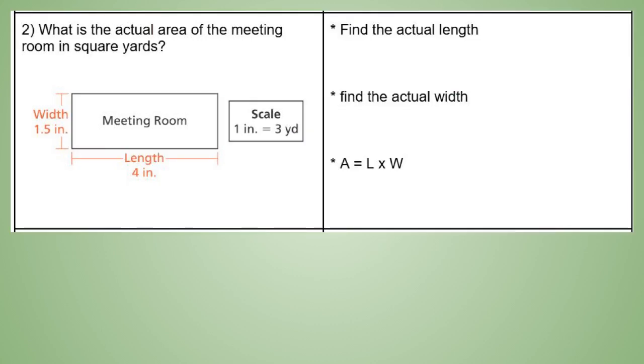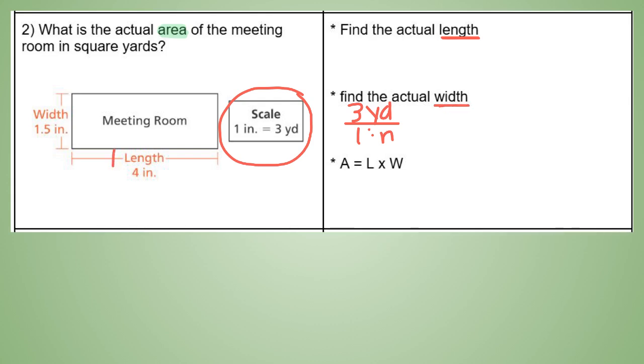All right, number 2 is very similar, although we are going to go one step further and find the area. So to find area, we need the actual length times the actual width. So we're going to start off like we have been starting off. We're going to take this scale and we're going to use 3 yards in real life is 1 inch in the picture. Now, why did I not do the length, do you think? Why do you think I started with the width?